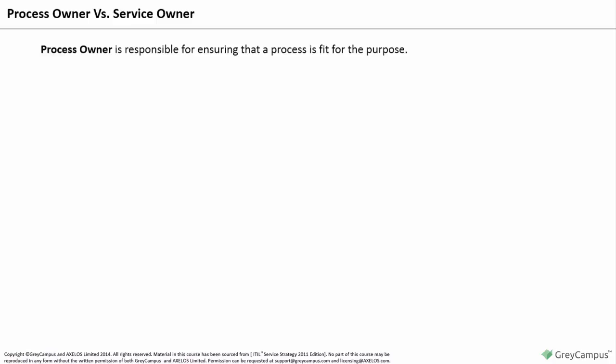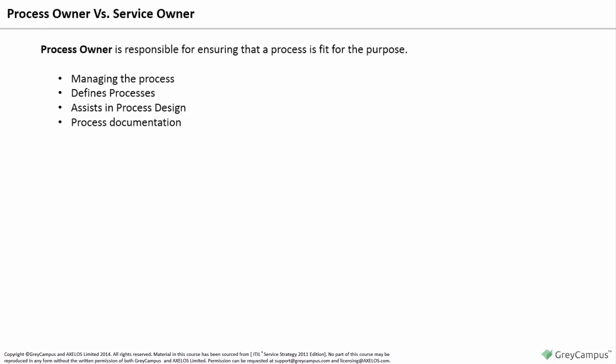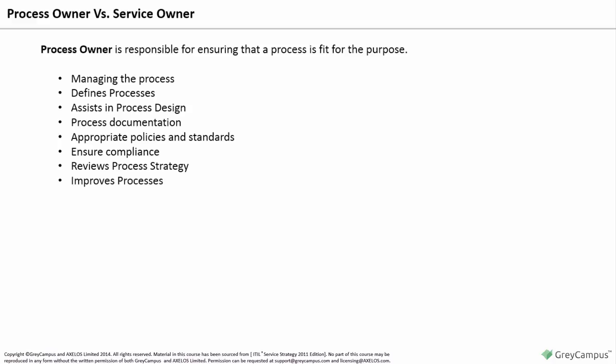The process owner's accountabilities include sponsoring, designing, and change managing the process and its metrics, defining the process strategy, assisting with process design, ensuring that appropriate process documentation is available and current, defining appropriate policies and standards to be employed throughout the process, periodically auditing the process to ensure compliance to policy and standards, periodically reviewing the process strategy to ensure that it is still appropriate and change is required, communicating process information or changes as appropriate to ensure awareness.